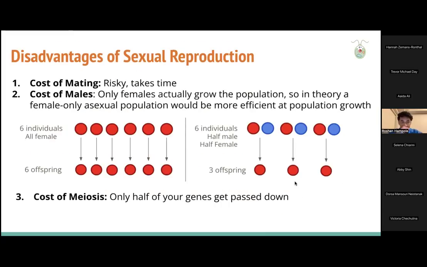Okay, so disadvantages of sexual reproduction, and there's just three. First is the cost of mating. Sexual reproduction takes time, takes resources. That's it. Next is cost of males.